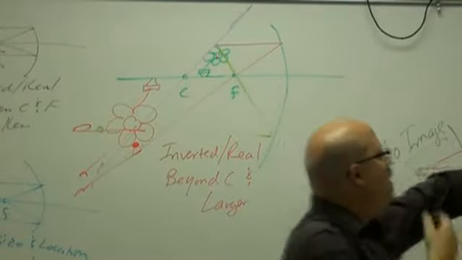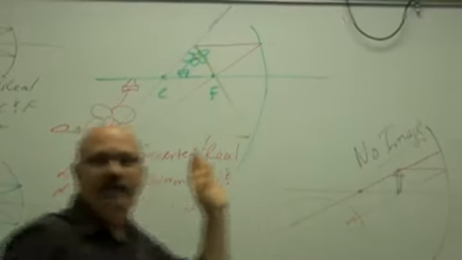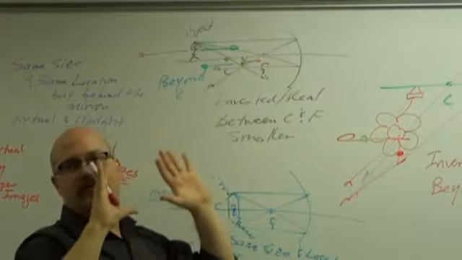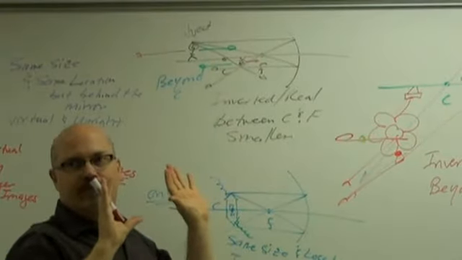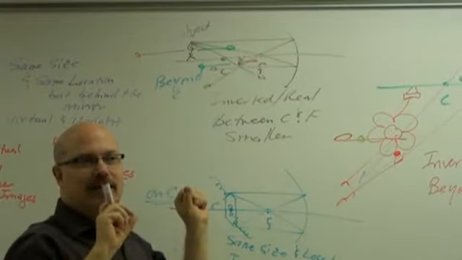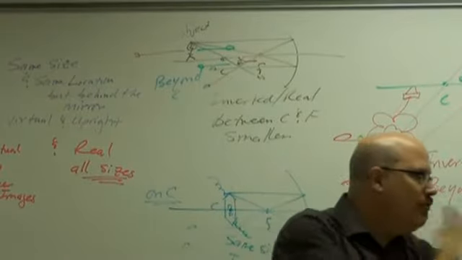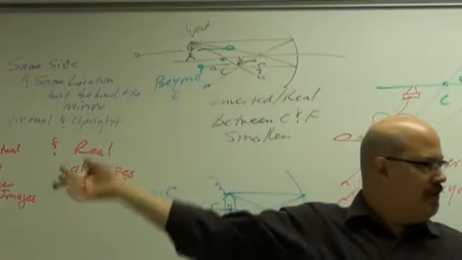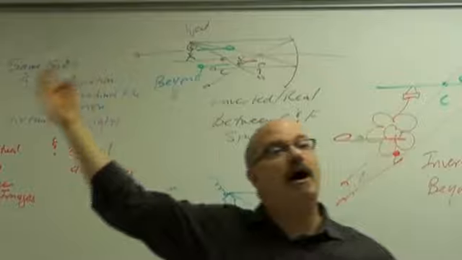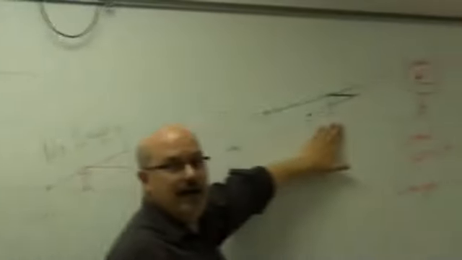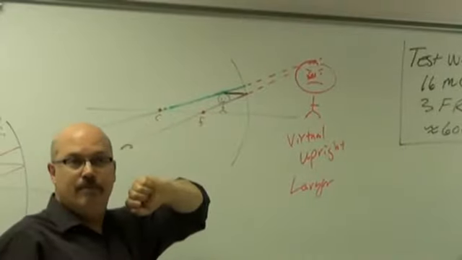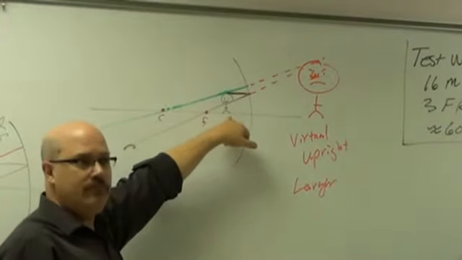Okay? Now, this is the odd thing about real images. Real images are out in front of the mirror. So there's the possibility that you could be closer to the mirror than your image and you won't be able to see it, but the people behind you can see it. Alright? Now right here, can you see this image? Yes. You certainly can.